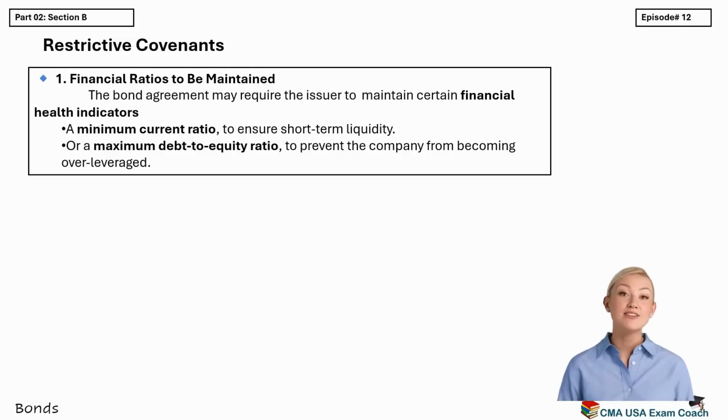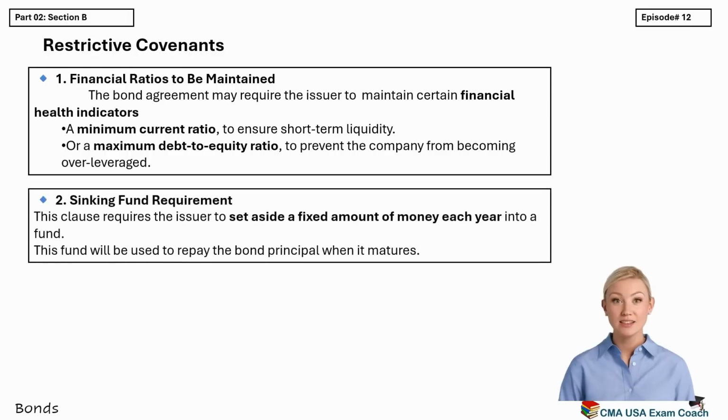2. Sinking fund requirement. This clause requires the issuer to set aside a fixed amount of money each year into a fund. This fund will be used to repay the bond principal when it matures. It lowers the risk of default at maturity because the repayment amount is accumulated gradually rather than in one large payment.